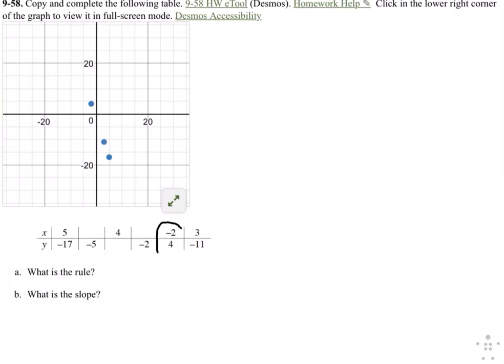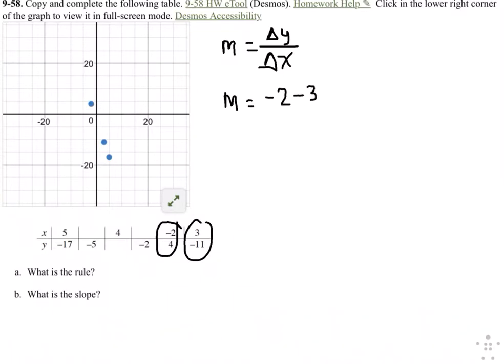So I'm going to take these 2 points, right? And the slope is the change in y over the change in x, right? So the change in y is -2 minus 3, right? Or sorry, the change in x. So you're not the only one who makes a mistake every once in a while.